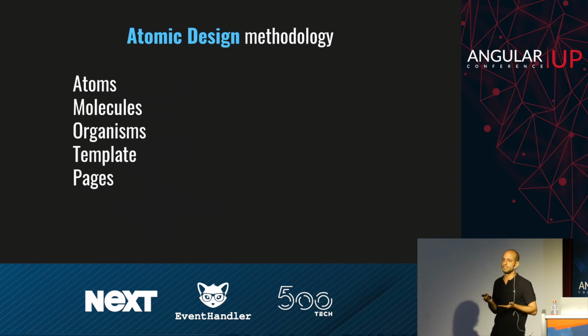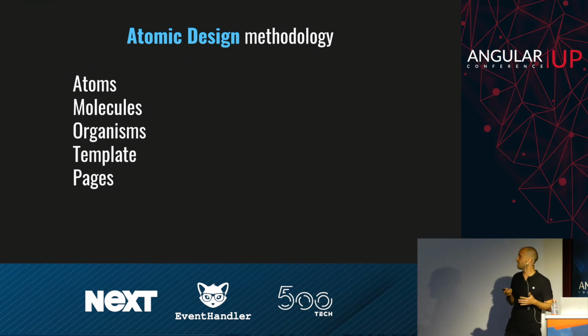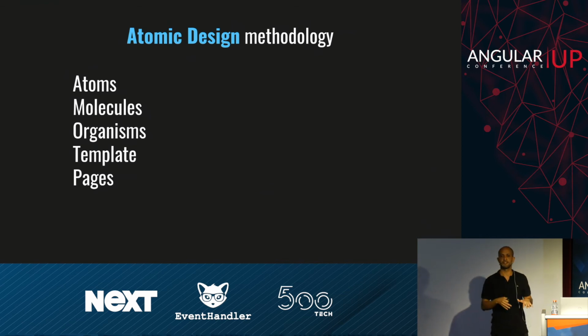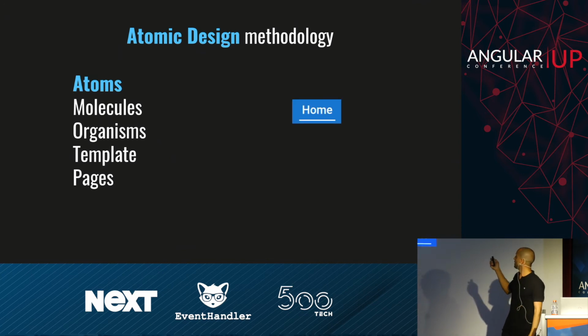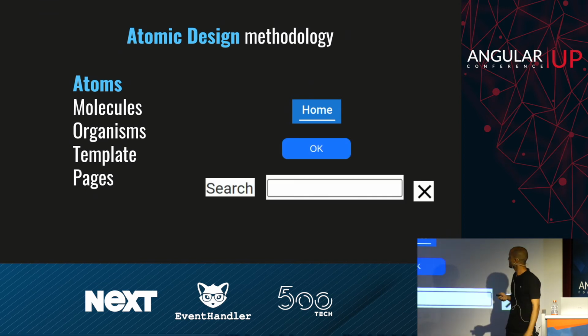So how do we do it in practice? We have a methodology that's called atomic design methodology. It splits the application into five different layers. Atoms are the most basic ones. Atoms are the small parts like links, buttons, labels, text boxes, icon buttons, and so on.